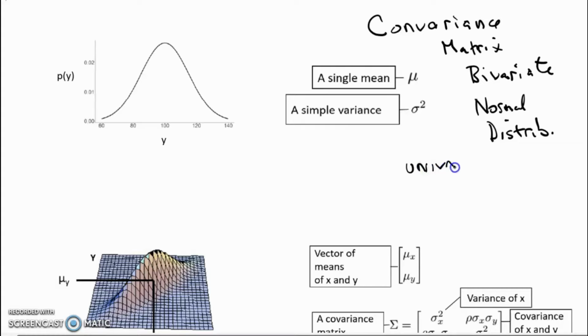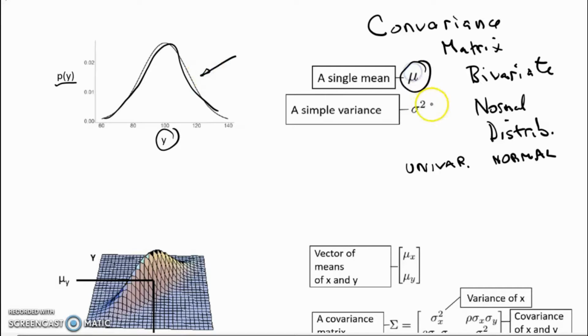a univariate normal, because we're all pretty familiar with that. So here's our normal distribution. There's our random variable. There's the probability density. And to parameterize this normal distribution, we need two parameters, the mean and the variance.